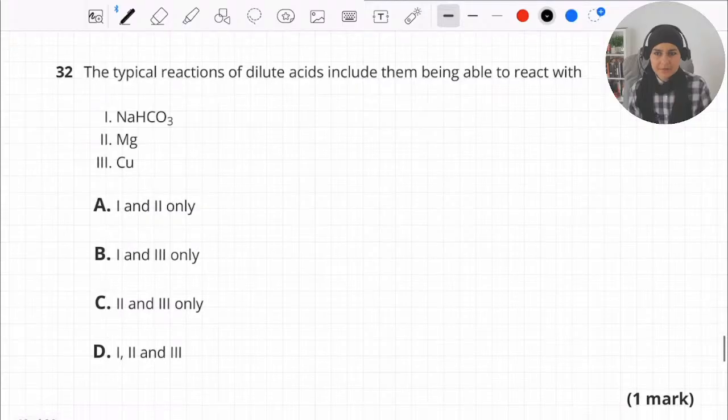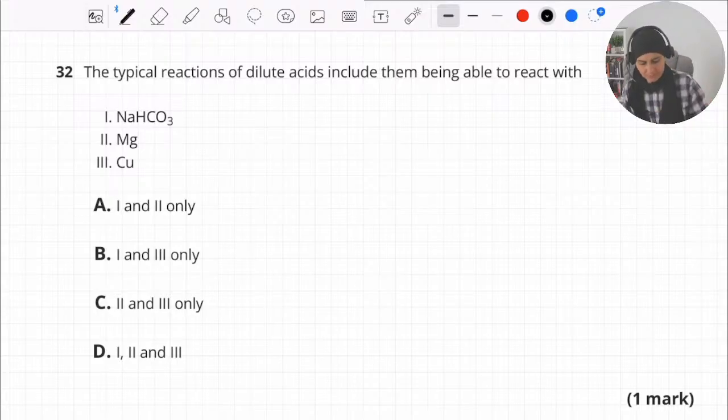Next question. The typical reactions of dilute acids include them being able to react with hydrogen carbonates. This is again that reactivity 3. We have 6 reactions of acids, and one of them is with NaHCO3. Acids do react with hydrogen carbonates to produce salt, CO2 and water, so that's correct. And acids do react with metals, so they react with magnesium, but not with copper. Why? Because dilute acids would only react with metals that are higher in the reactivity series than hydrogen.